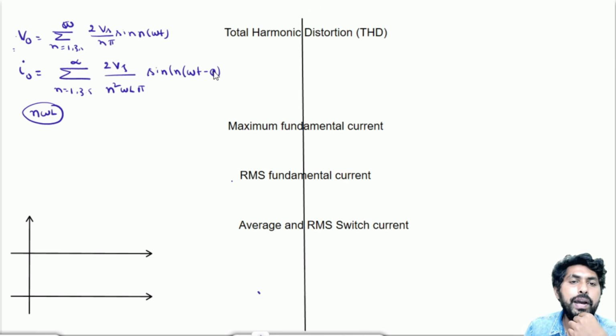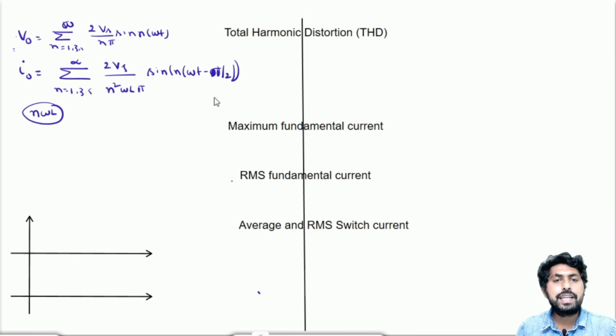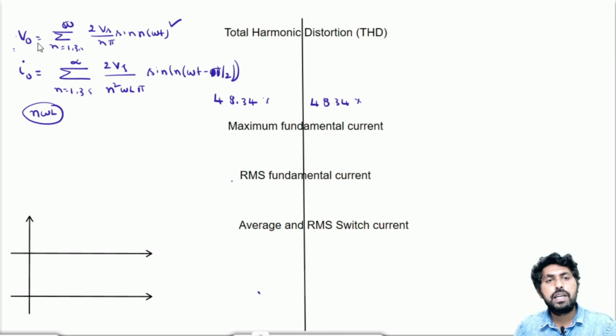minus pi by 2, so pi by 2 minus pi by 2. So here the THD will be the same, because the output voltage expression will be the same. THD will be calculated the same as for resistive load. So here also THD will be 48.34%, because the voltage nature will not be changing here.